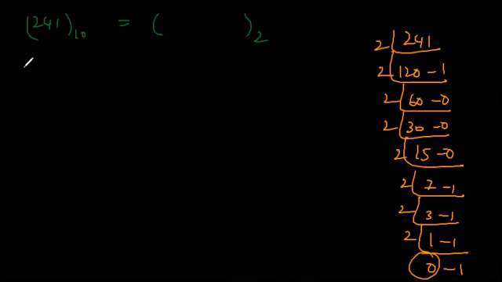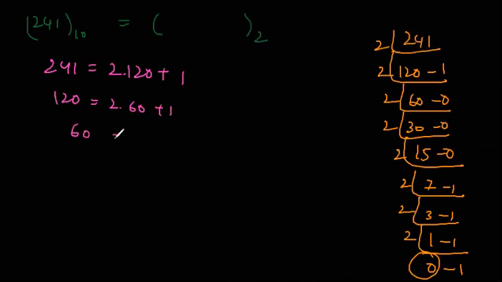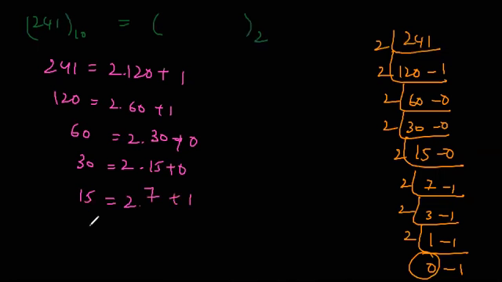Now let's represent it over here. So 241 is written as 2 into 120 plus 1. 120 is 2 into 60 plus 1. 60 is 2 into 30 plus 0. 30 now, 2 into 15 plus 0. 15 is 7 times 2 plus 1. Then 7, 2 times 3 plus 1. 3, 2 times 1 plus 1. And then finally 1 is 2 times 0 plus 1.